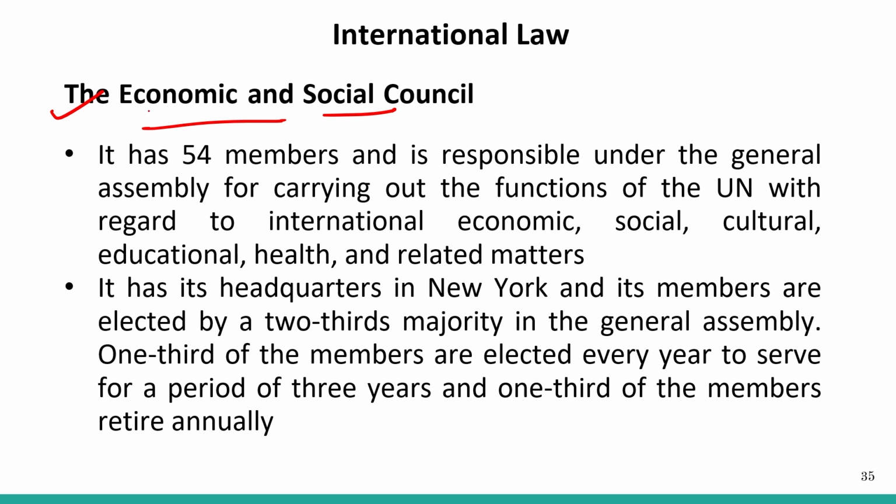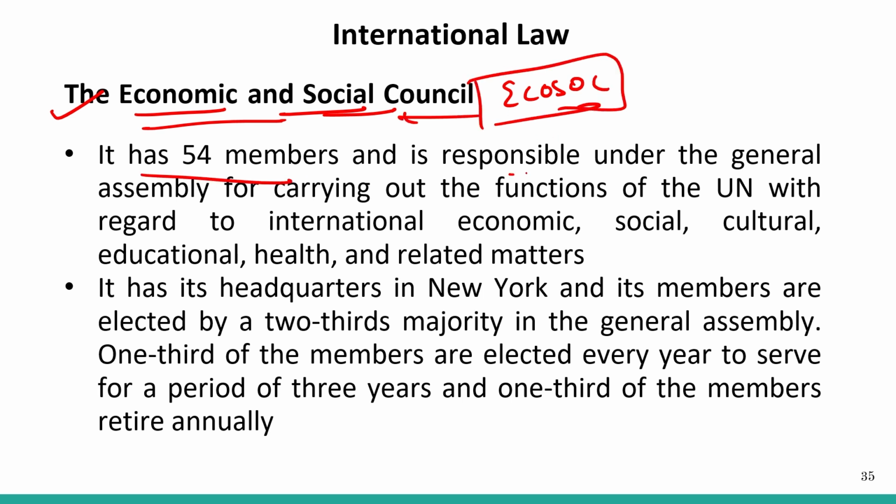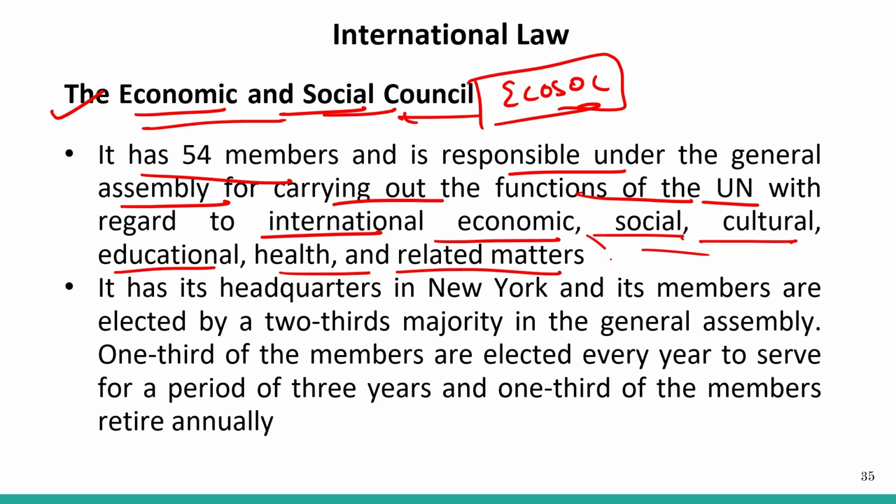So now when we talk about the Economic and Social Council, that is ECOSOC, the short form of Economic and Social Council, it has 54 members and is responsible under the General Assembly for carrying out the functions of the United Nations with regard to what? The work of ECOSOC is research, education, and other matters in relation to economic, social, cultural, education, health, and related matters. So the Economic and Social Council is going to represent the United Nations.